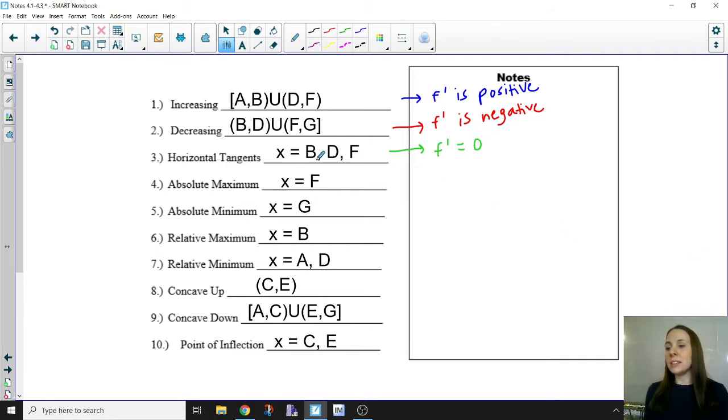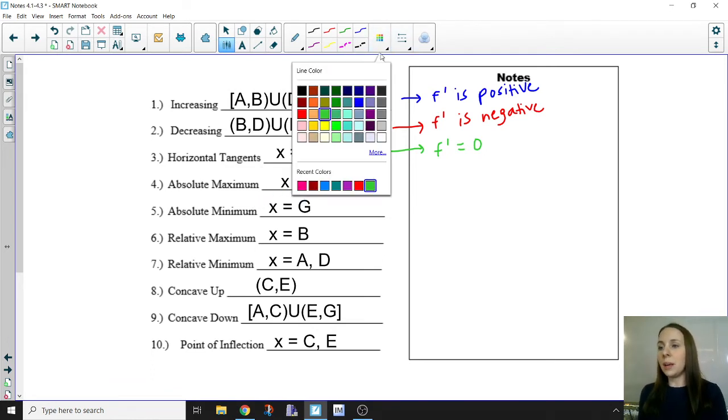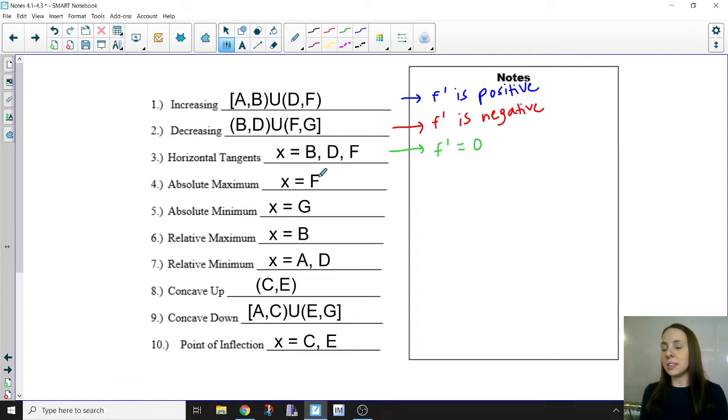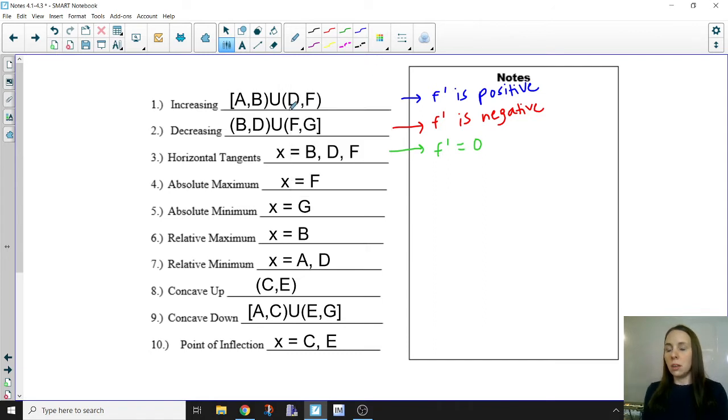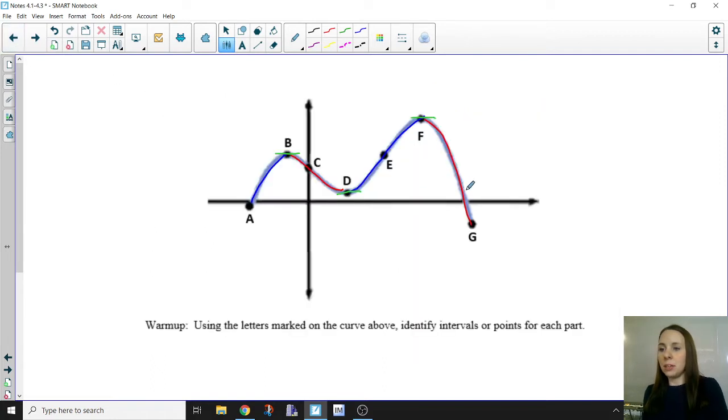Okay, next, how about absolute maximum and absolute minimum? So I found an absolute maximum at x equals f and x equals g. Oh, I think I decided I wanted to use blue for maxes and red for mins. I don't know. Just go with it, okay? I have weird ways of deciding my color choices. So at x equals f, I have an absolute maximum. Let me note that. At x equals f, I have an absolute max.